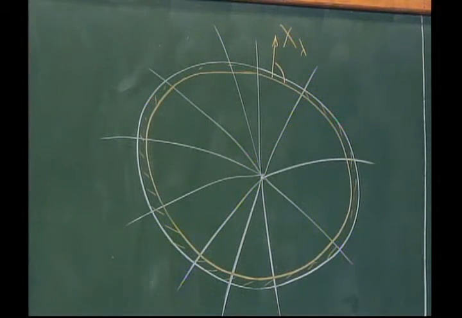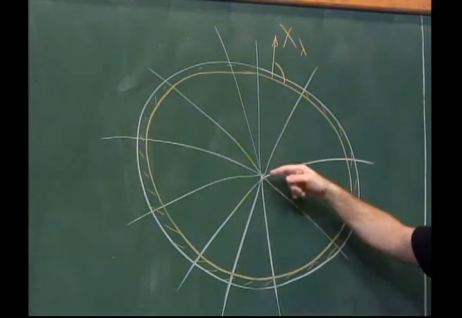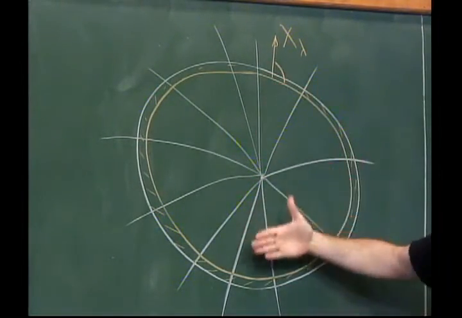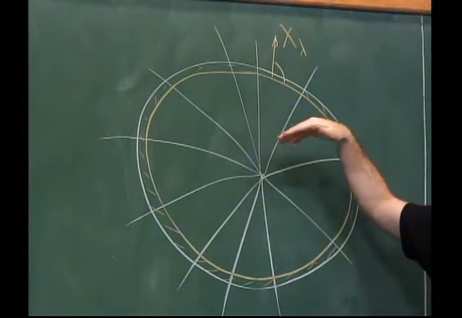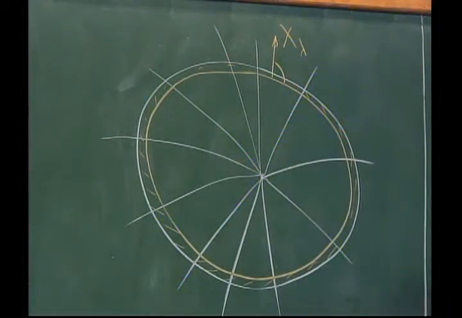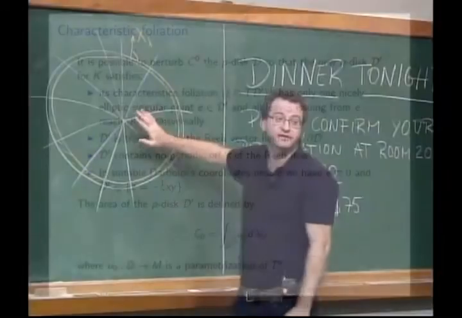And we also assume that this disk here, this point is where the contact structure is tangent, that this disk does not contain any periodic orbit of the Reeb flow. The only periodic orbit is in the boundary, nothing inside here.